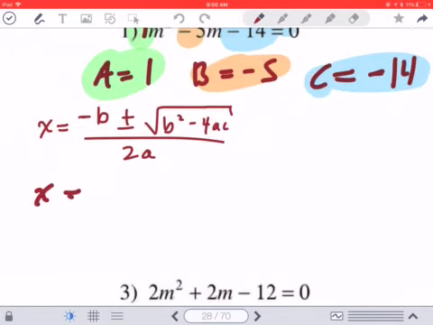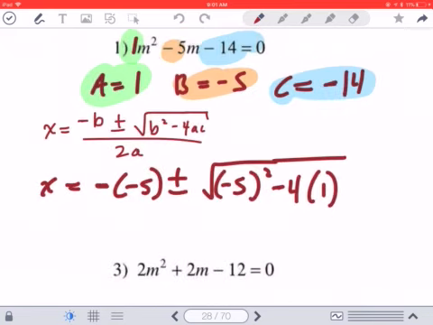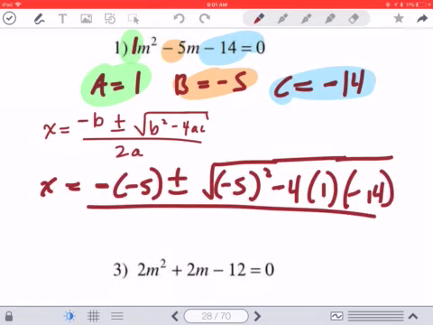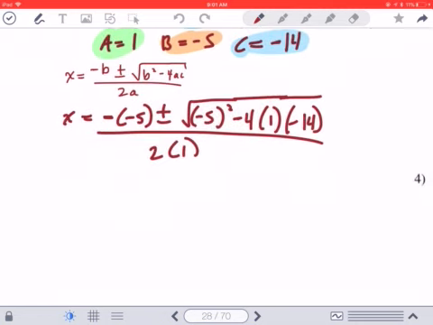And I'll just fill in my values. So I have negative 5 for b, and I also have a negative in front there, so that's a negative and then another negative. That's going to turn into a positive, plus or minus b squared, so negative 5 squared, minus 4 times 1 times negative 14. And then I have all over 2a, which is 2 times 1.